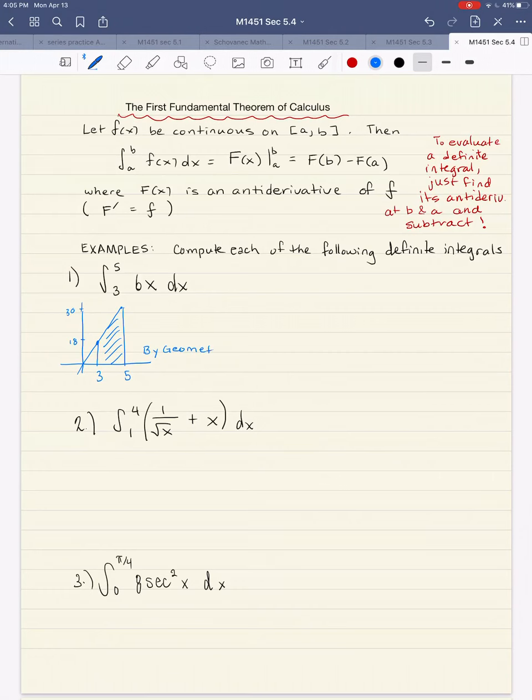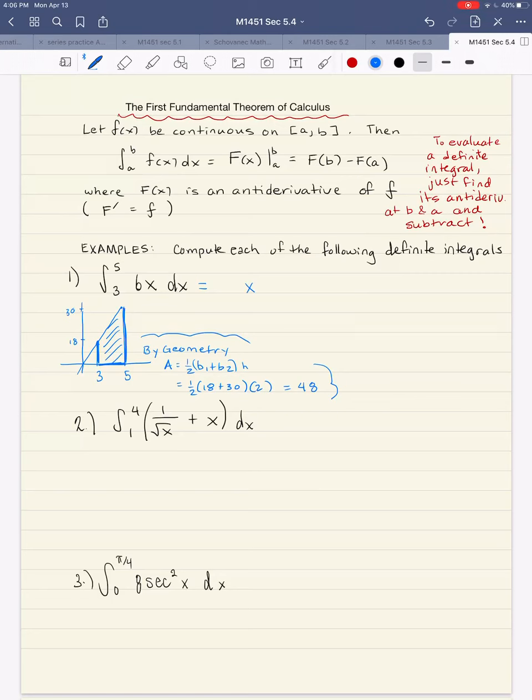So here we're going to compute this by geometry. The area of a trapezoid is 1/2 base 1 plus base 2 times the height. Base 1 has height of 18. Base 2 has height of 30. And the height of the trapezoid, which is the distance between the parallel lines, in this example, is 2. So 18 plus 30 is 48. Half of 2 is 1. So this gives us an area of 48. Now let's use calculus.